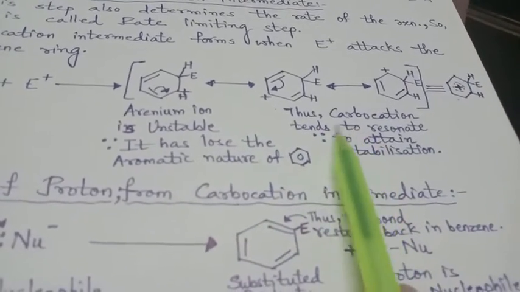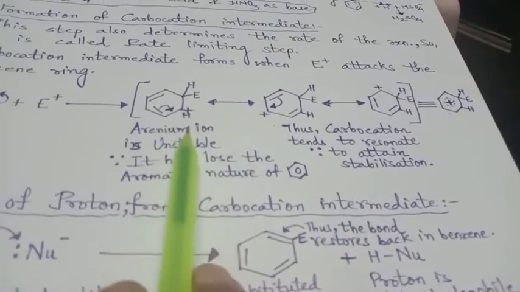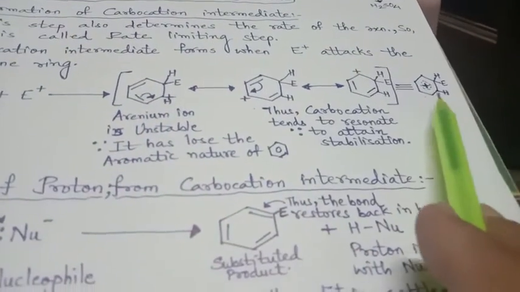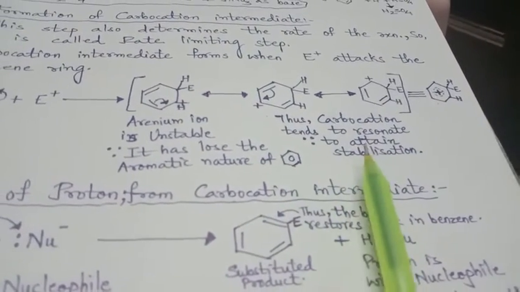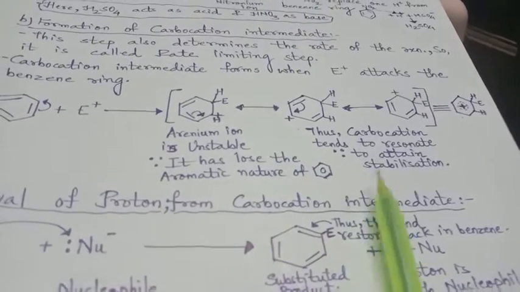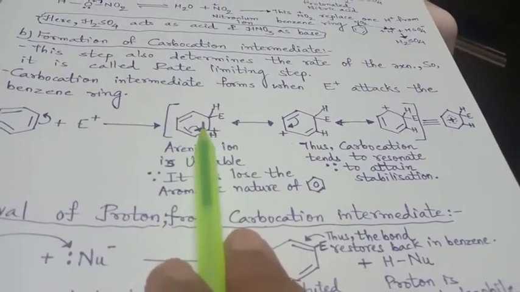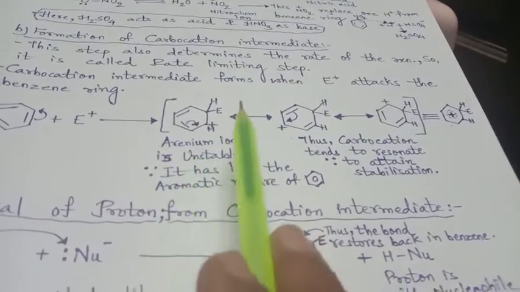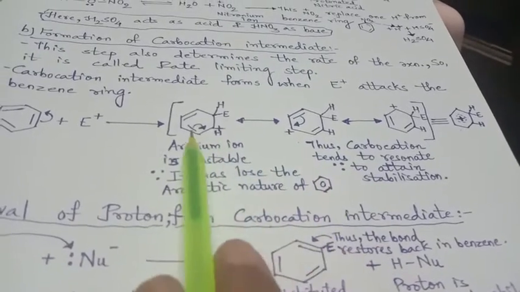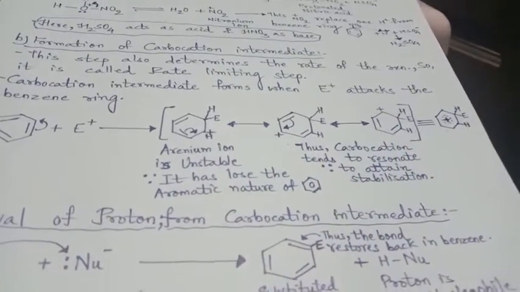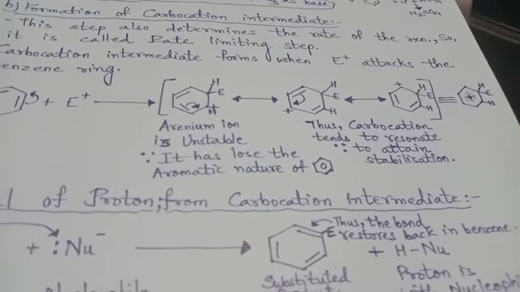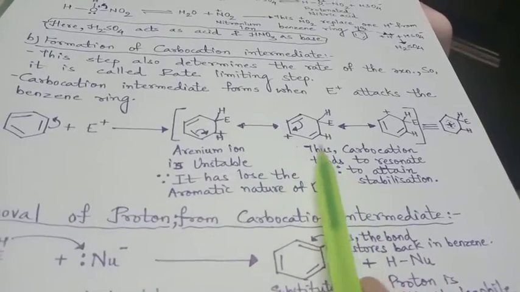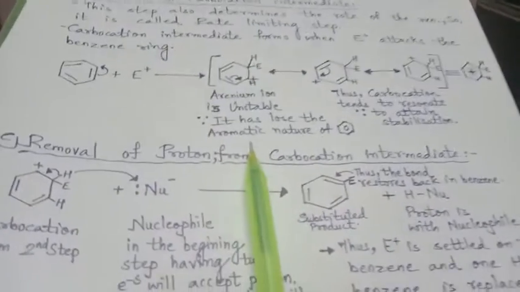Thus the carbocation tends to resonate. This carbocation tends to resonate. Continuously it keeps on resonating because it wants stabilization. As the triple bond has already loosened over here, it is unstable, and to attain stabilization it keeps on continuously delocalizing, and that gives the 3 resonating forms by formation of the carbocation. So this is how the carbocation is formed.